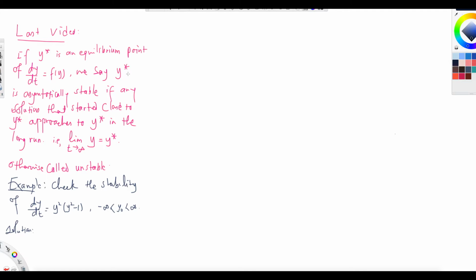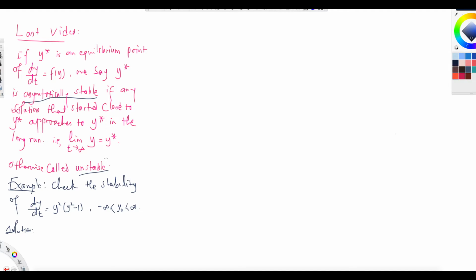We say that y star is asymptotically stable if any solutions that started close to y star approach y star in the long run. That is, limit as t tends to infinity of y equals y star. If that is the case, then we call it asymptotically stable. Otherwise, we call it unstable, okay? So there is a case of semi-stable, okay?